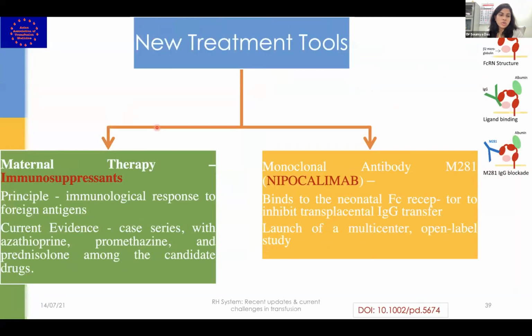Coming to the new treatment tools being used as part of maternal therapy, certain immunosuppressants like azathioprine, promethazine, and prednisolone are being used as a few of the current candidates, because the principle behind this is that we need to suppress the immunological response to the foreign antigen, and this is being used in heavily alloimmunized mothers. Next, a new drug is the monoclonal antibody M281, nipocalimab, which binds to the neonatal Fc receptor to inhibit the transplacental IgG transfer, and which is being studied in a multi-center open-label trial to check its efficacy.